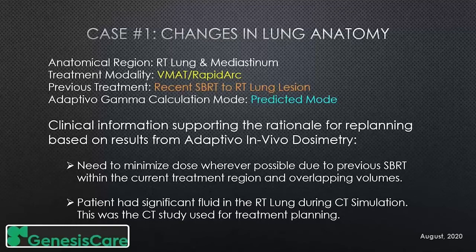So the clinical information supporting the rationale for replanning based on results from Adaptivo in vivo dosimetry is as follows. The first one is the need to minimize dose wherever possible due to the previous SBRT within the current treatment region and overlapping volumes. This patient had significant fluid in the right lung during CT simulation. Because of that, it affected the planning, because this is the same CT study that was used for that treatment planning.